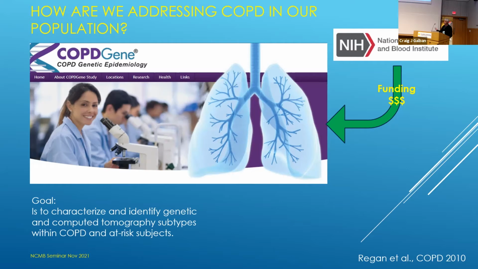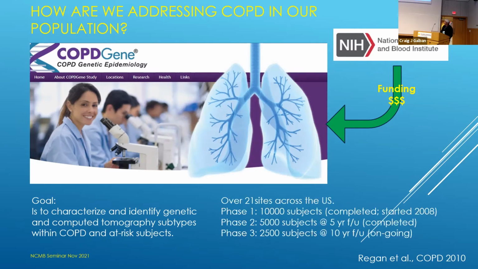So COPDGene is one of these large multi-center trials, with the main goal to characterize and identify genetic as well as CT-based subtypes for COPD, as well as patients at risk of developing COPD. So we're talking about heavy smokers. And this is quite a big trial. There are 21 sites across the United States. Phase I that started back in 2008 accrued over 10,000 subjects, and this is now complete.